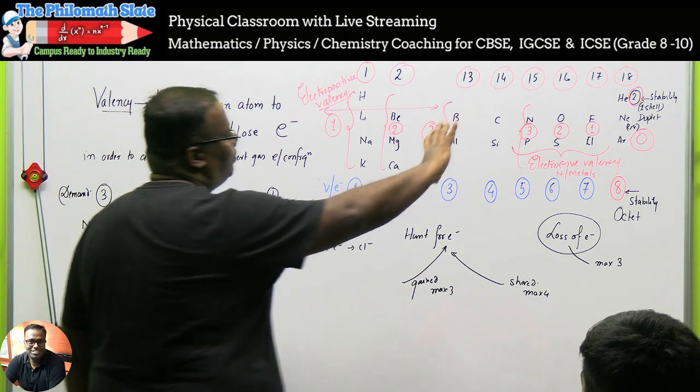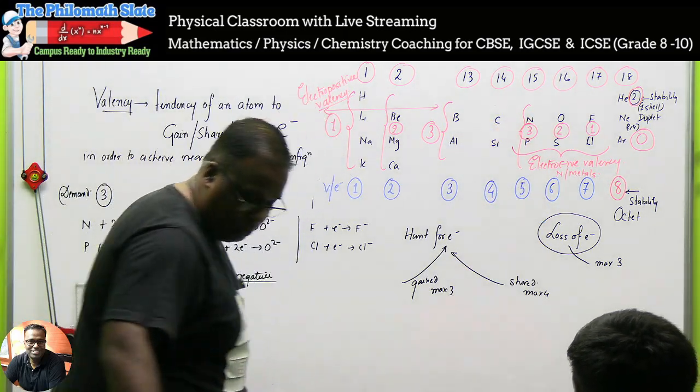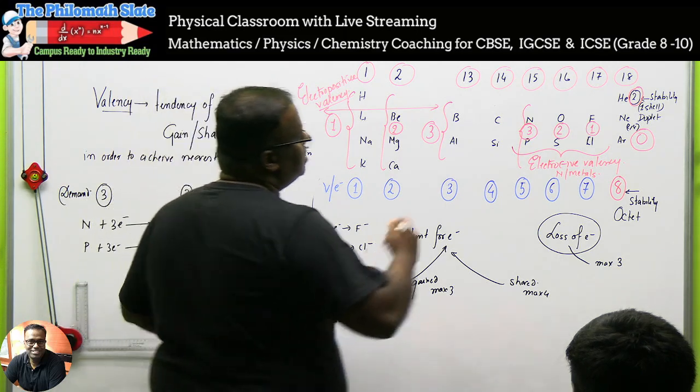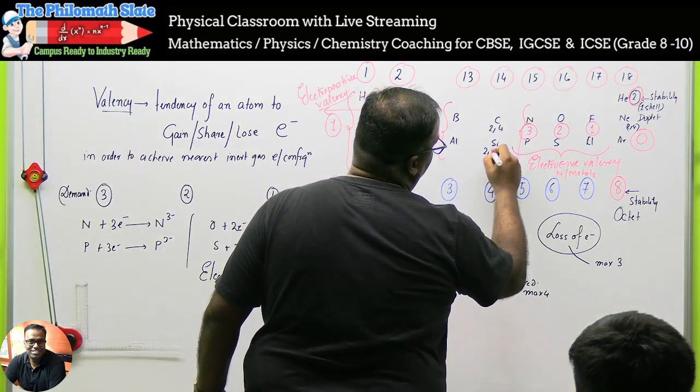Now we were still left with the group 14s. Now 14 पे एक बड़ा interesting चीज है. If you look at carbon, then carbon is how much? 2 4, and this is 2 8 4.